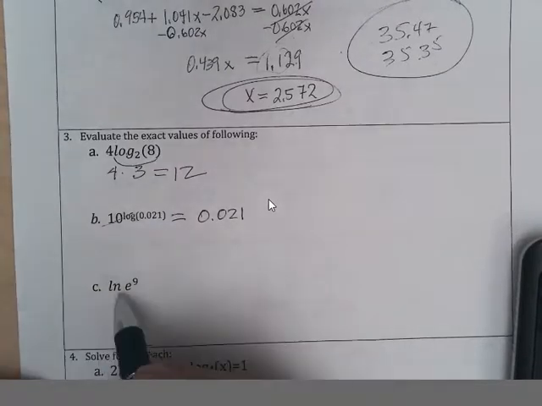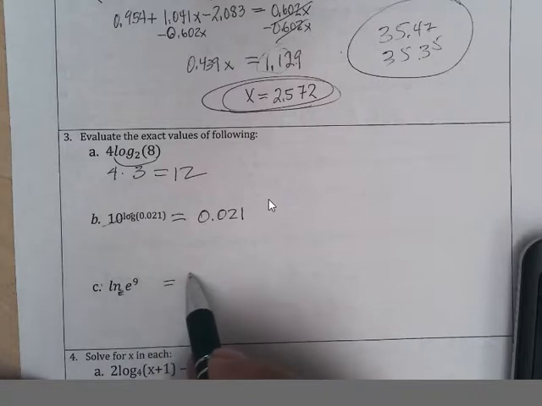Same as this says, to what power do I take e to get e to the 9? Or you can say 9 comes down, and then to what power do I take e to get e, and it is 1 and times the 9. So this is 9.